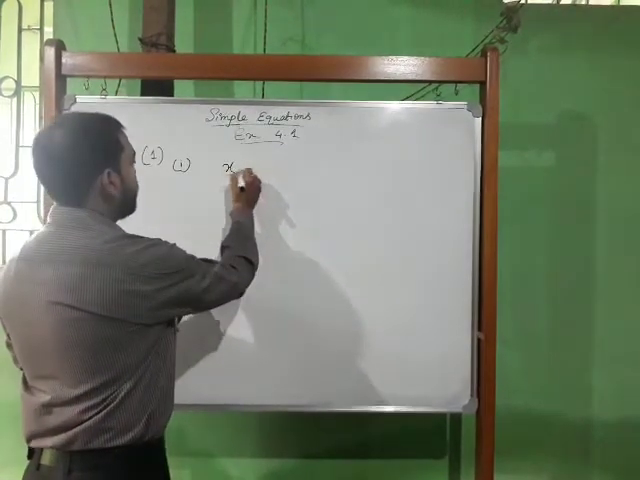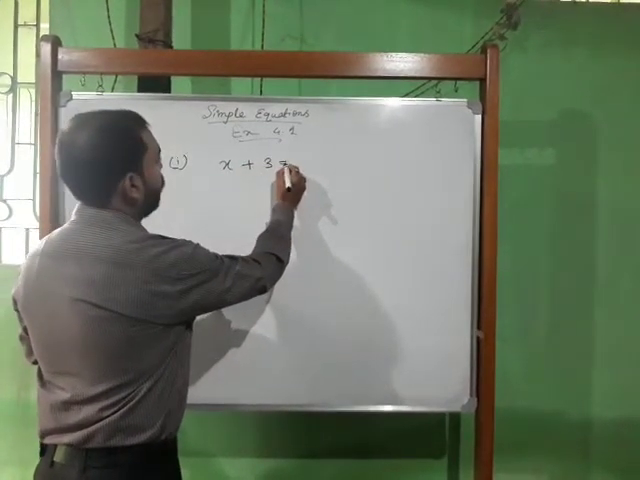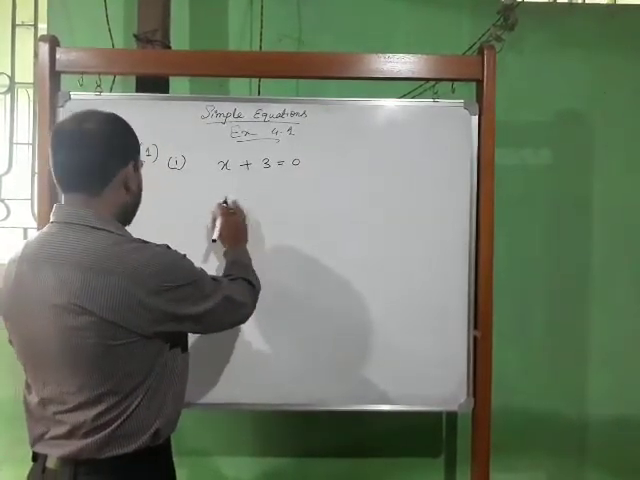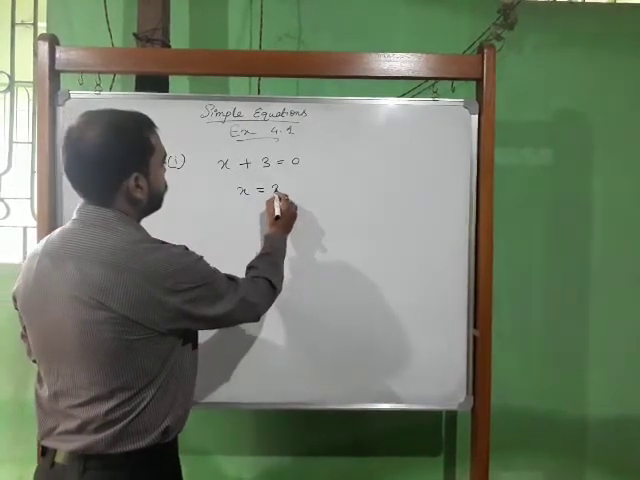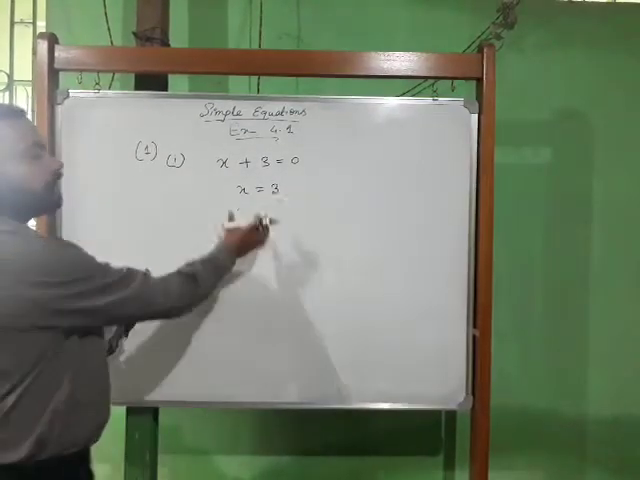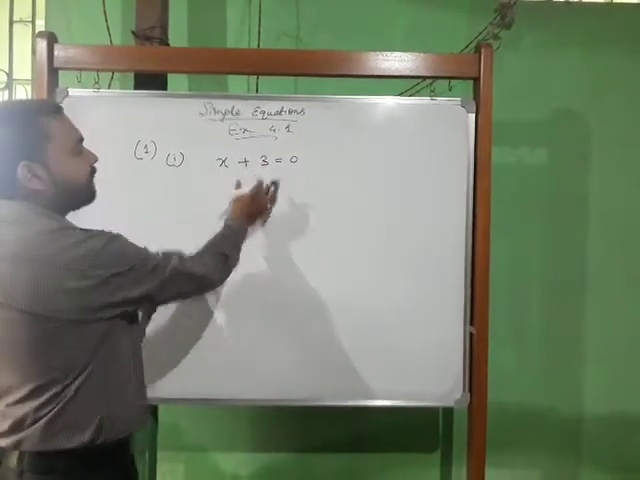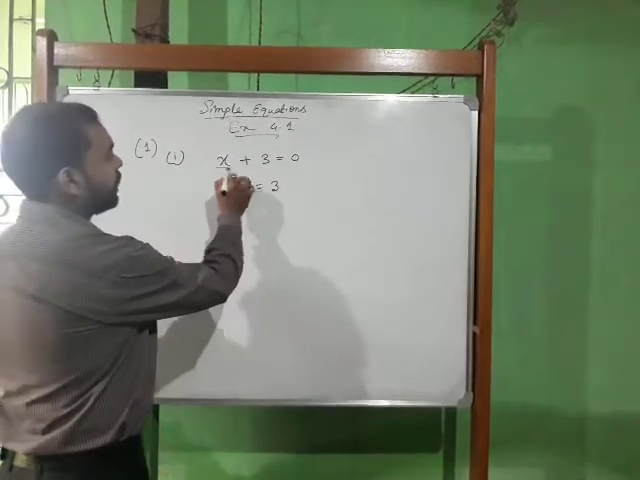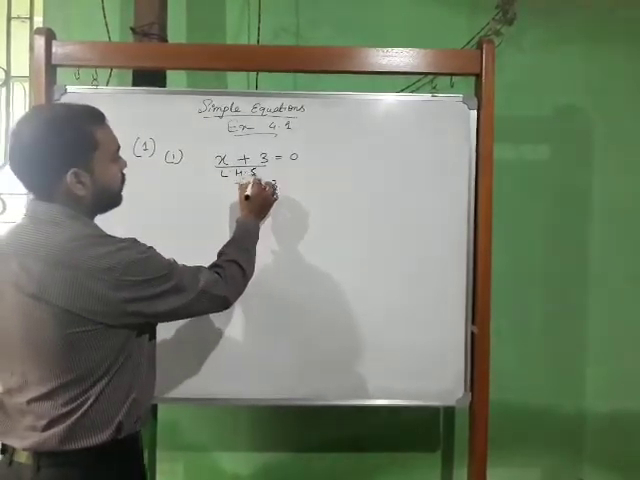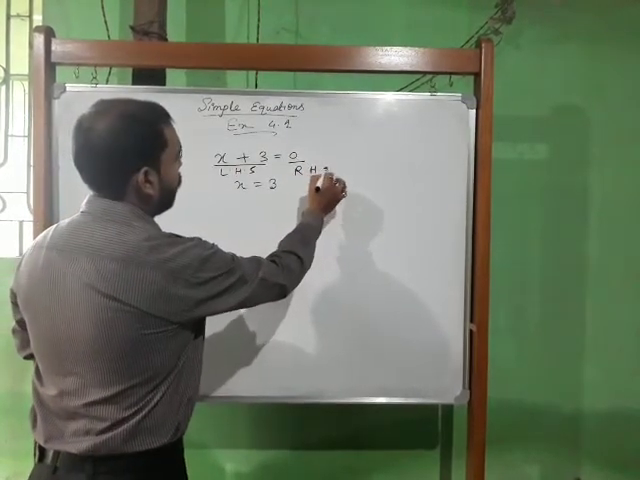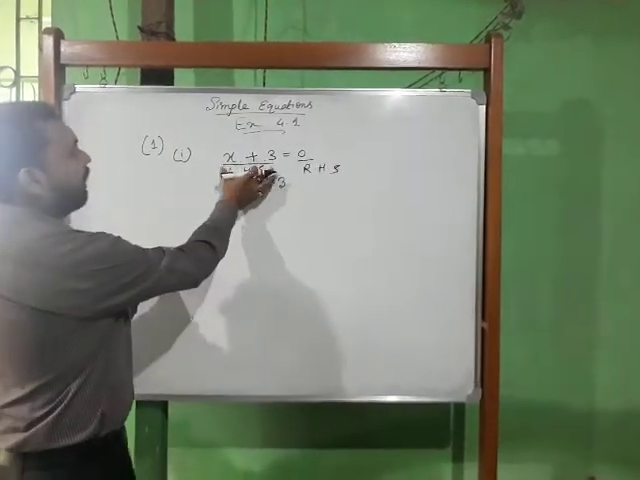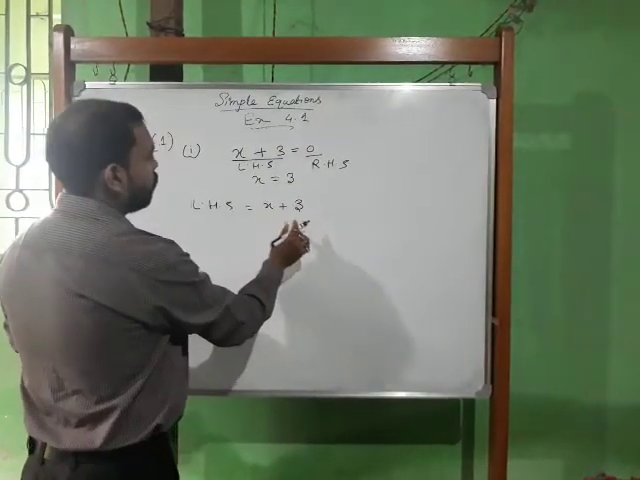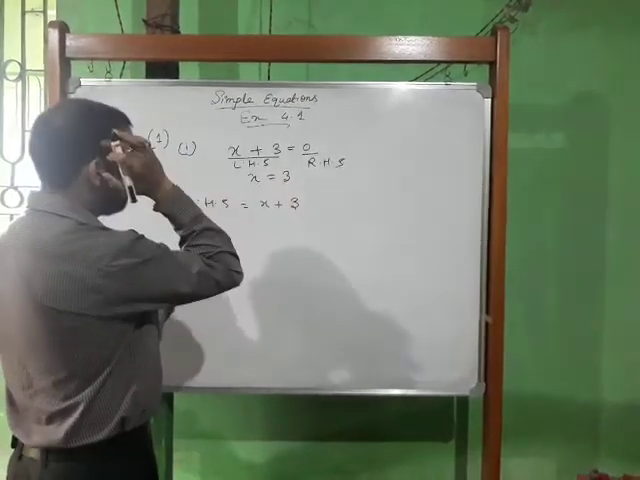See, the equation is given, x plus 3 equal to 0, and the value of x is given, x is equal to 3. Now whether this value x equal to 3 will satisfy this equation or not, you have to check. As I told you, this is the LHS, left hand side, and this is RHS. So let us take the left hand side of the equation. LHS, it is given x plus 3. Whether x equal to 3 will satisfy or not, now you put.